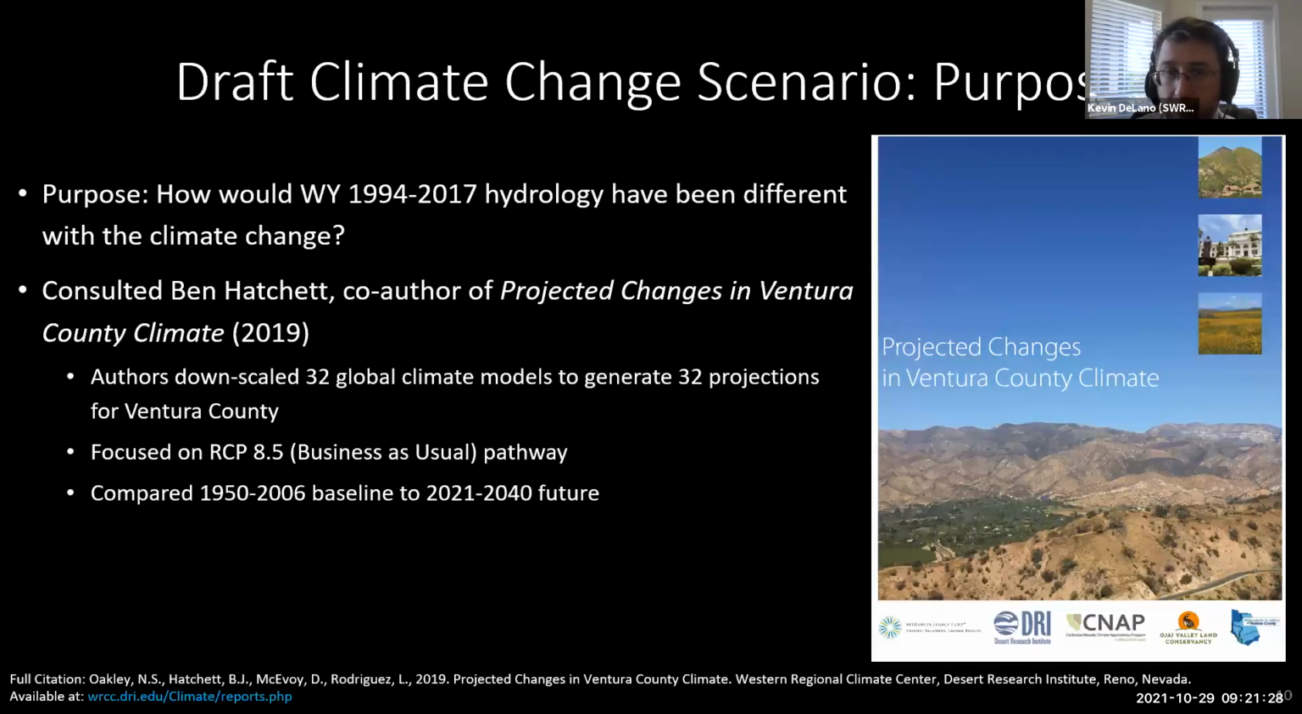Okay, so climate change. The second of our 4 scenarios that we know we're going to run, and we are soliciting comments on, is climate change. The question here is, how would water years 1994 to 2017 have been different with climate change superimposed on top of them? Water years 1994 to 2017 is kind of the lived experience for the watershed, for the community, for the TAC.